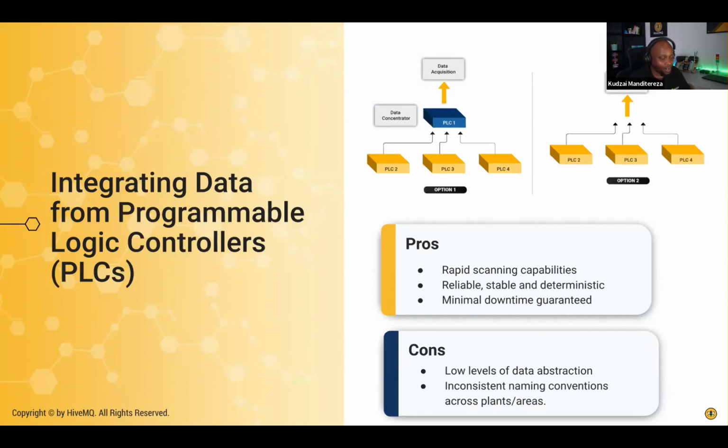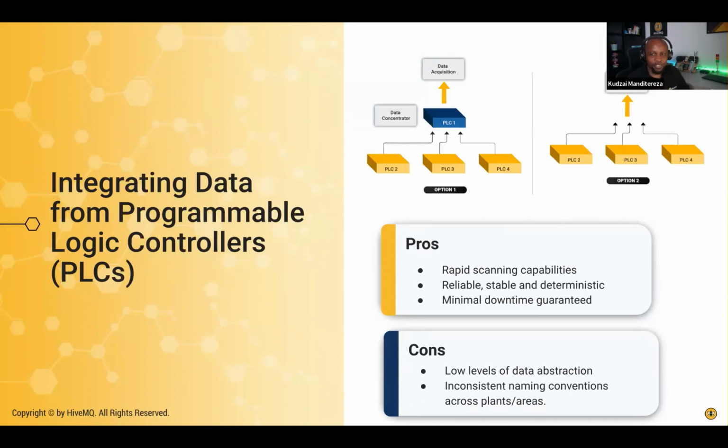The disadvantages, however, are the lower levels of data abstraction within a PLC. Those of you who work in controls or as automation engineers would know that with PLCs, a lot of the data is very raw.